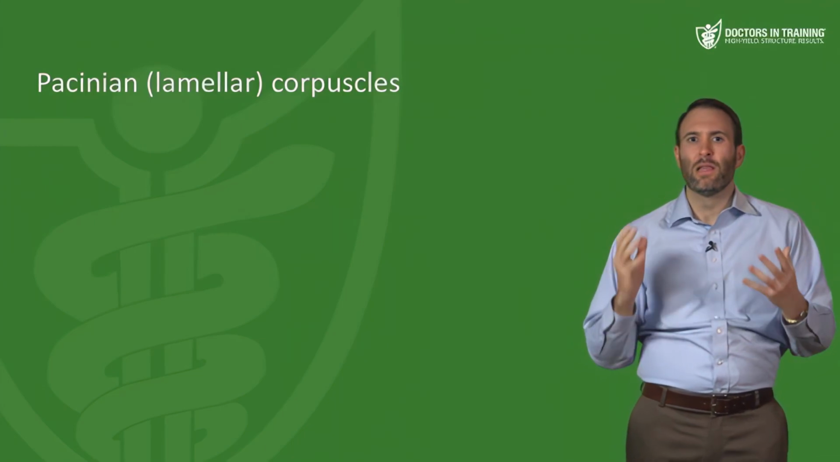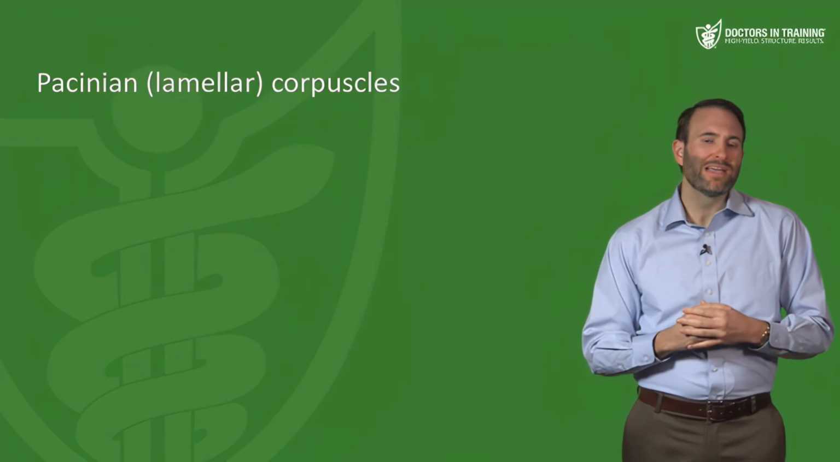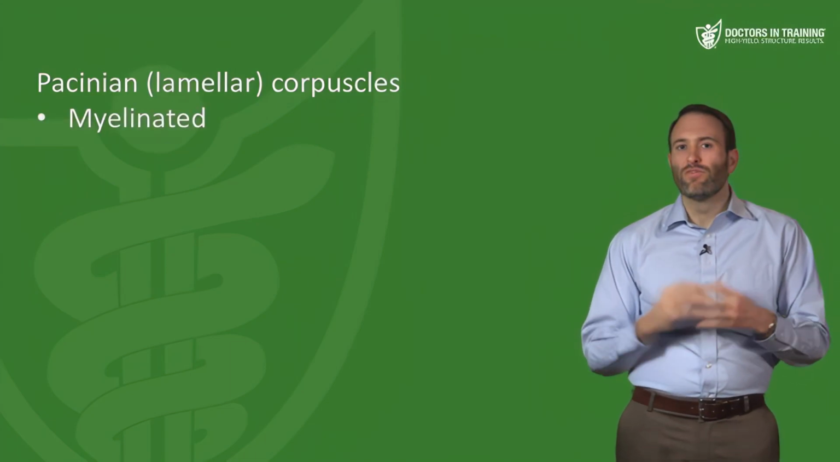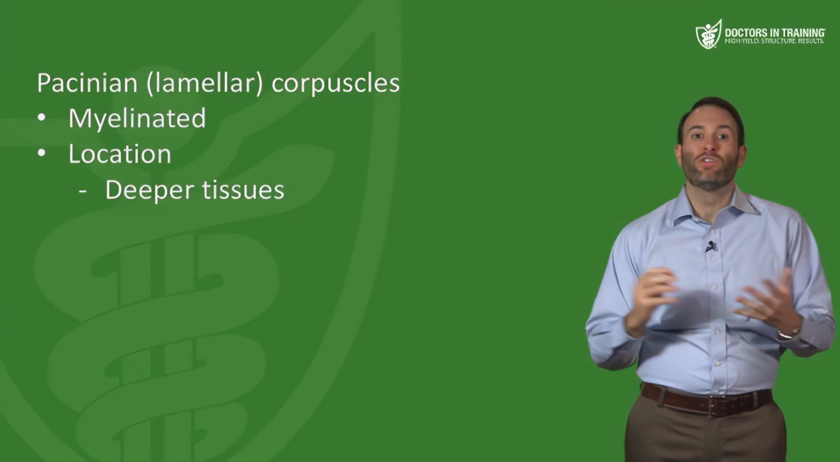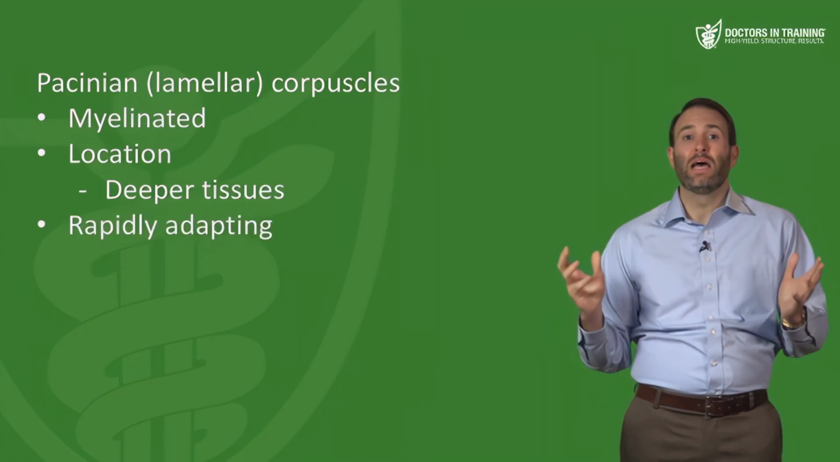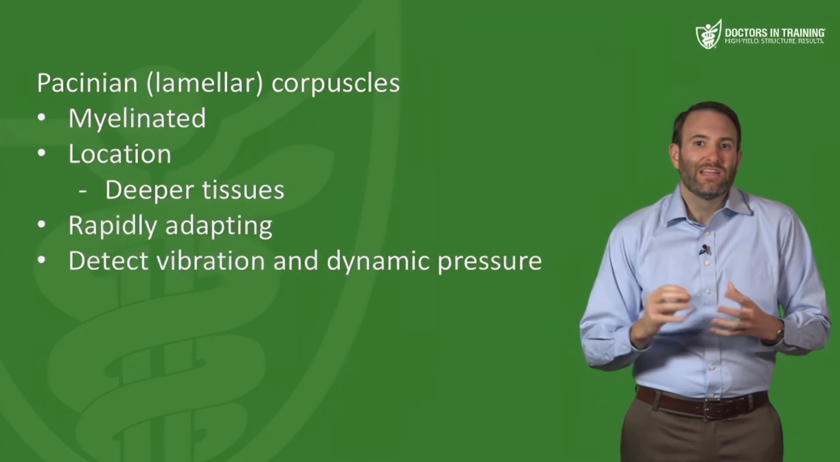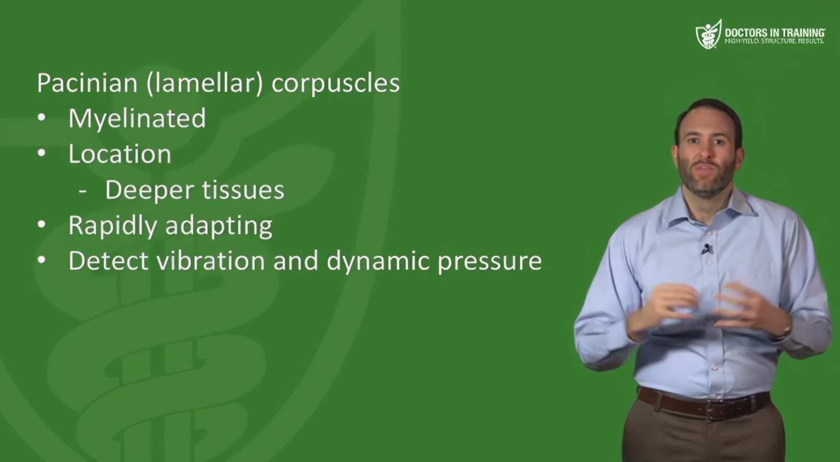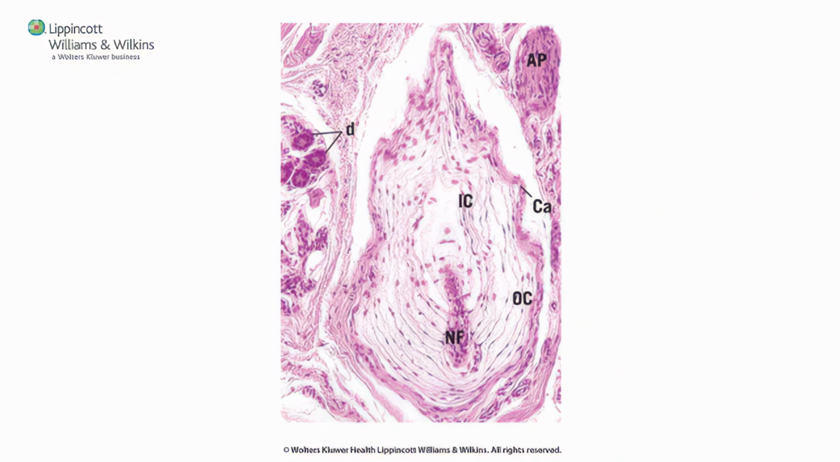Sometimes these are referred to as the lamellar corpuscles, and these are again myelinated. And these, like the Ruffini endings, are found in the deeper tissues again. They're rapidly adapting and are great at detecting vibration and dynamic pressure. Now, if you look at these underneath the microscope, then you're going to see kind of an onion-like pattern.